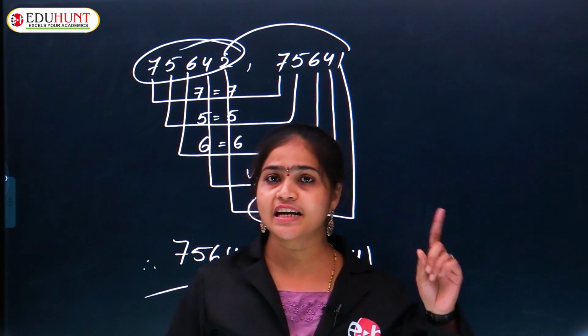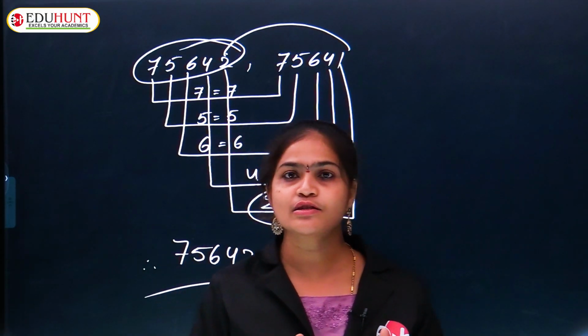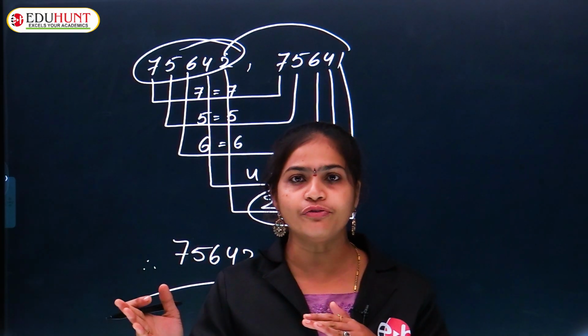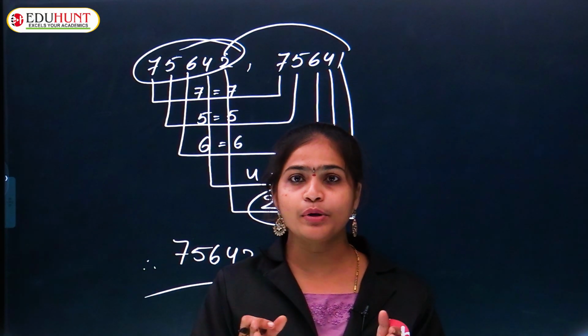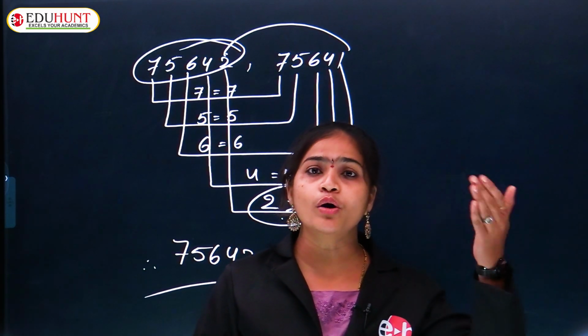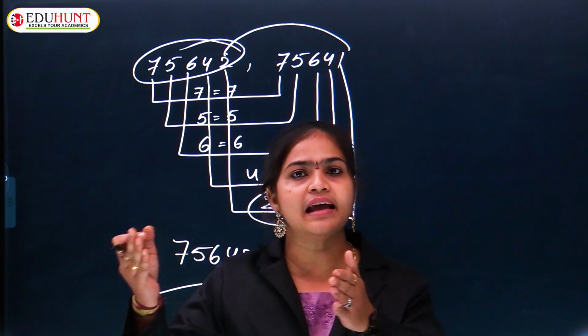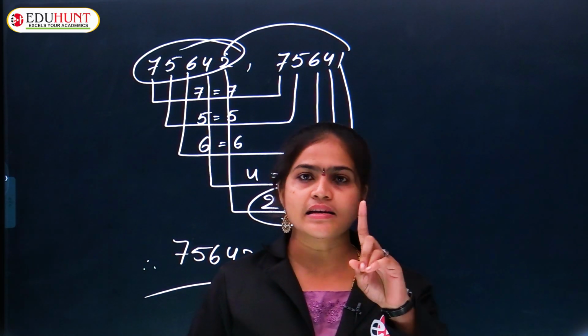Understood? Simply, what is the first point? The first point is, if the two given numbers have a different number of digits, then easily we can say that the number having more digits is the greatest number compared to the other. Understood? That is the first point.